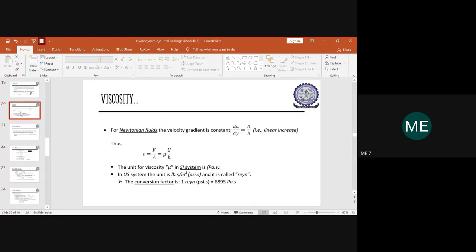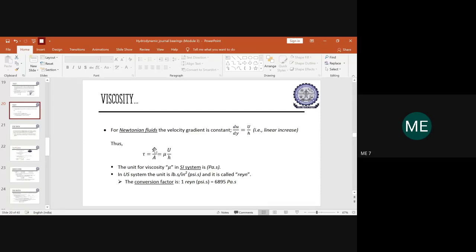So now the equation slightly changes. Without considering the variation of velocity with respect to y, we will assume a constant velocity gradient at a particular thickness of the lubricant film, which is h. Then the equation will be changed into the regular equation, shear stress is equal to F upon A.